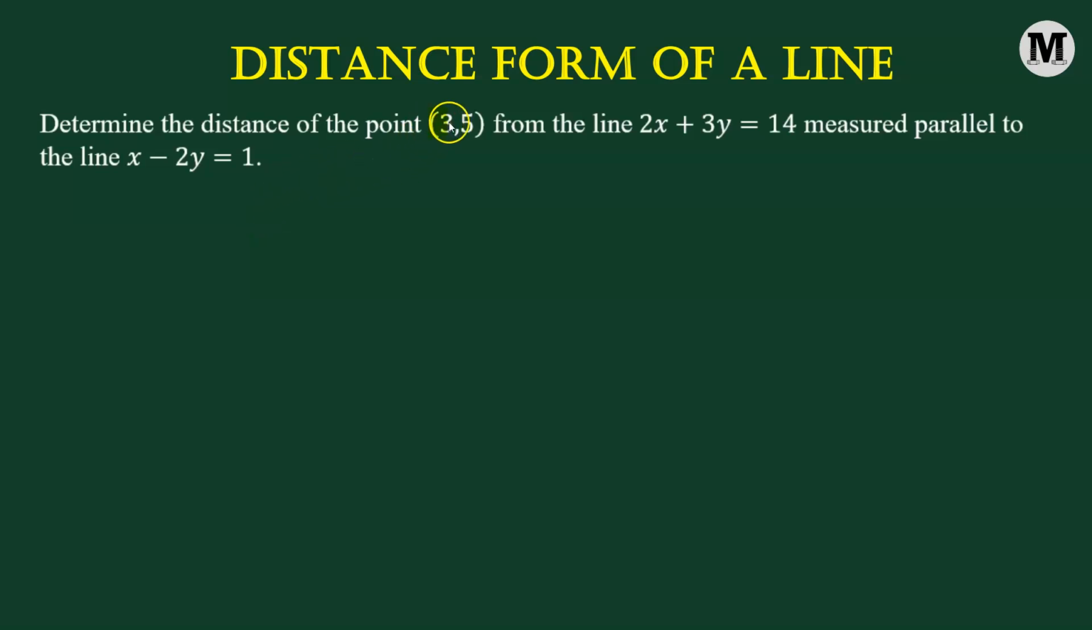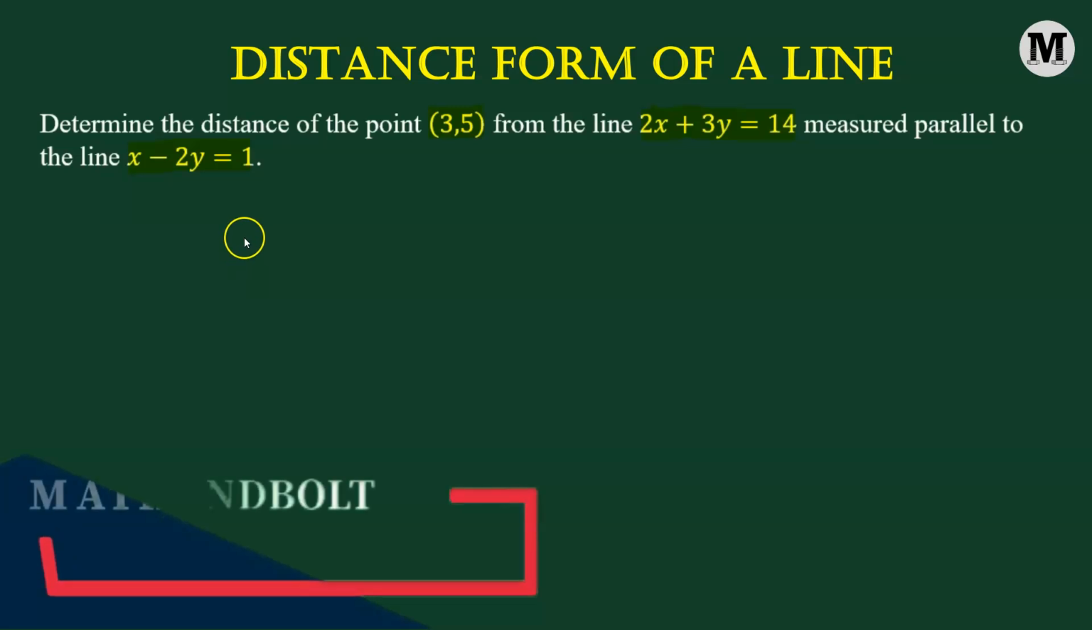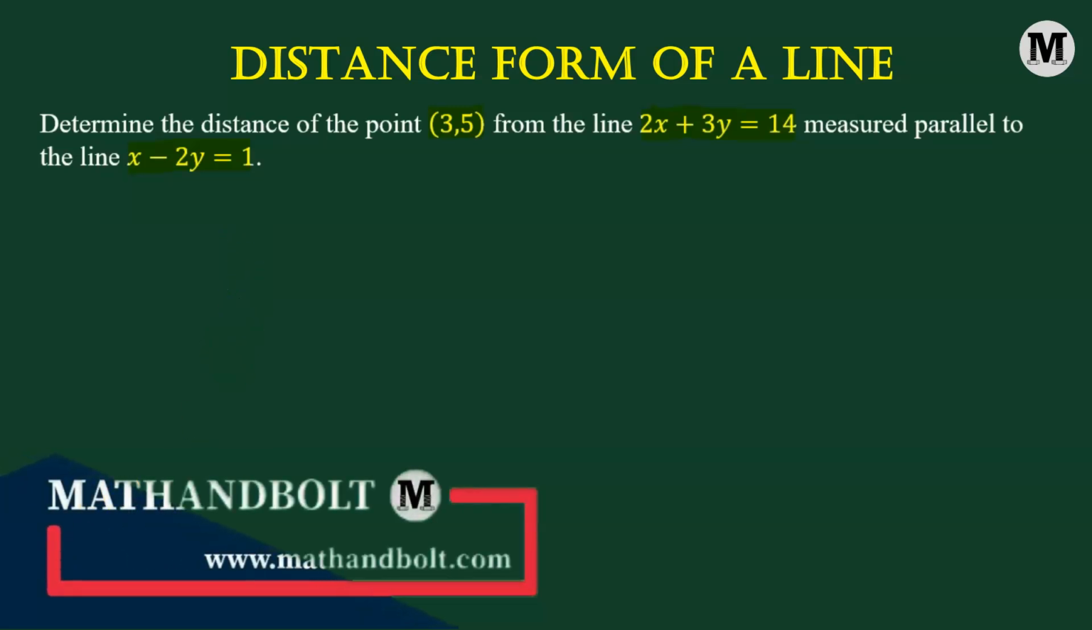Determine the distance of the point having coordinates (3, 5) from the line whose equation is 2x + 3y = 14, and it is measured parallel to the line x - 2y = 1. Okay, let us try to understand the problem graphically first.